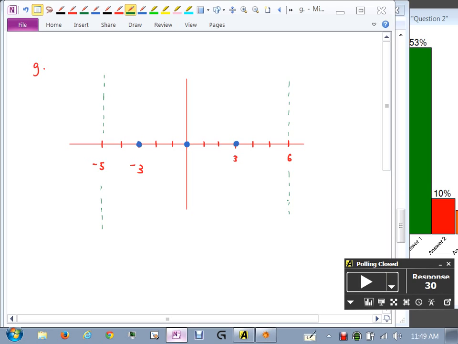So we had 3 x-intercepts, 2 verticals. We should have 6 test points. So I said they have to be between all the verticals and x-intercepts. So look at this vertical here. Look at this x-intercept. Something in there.